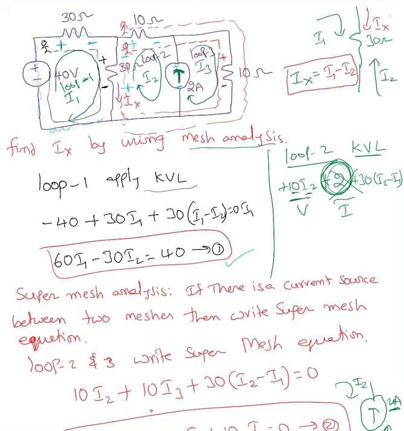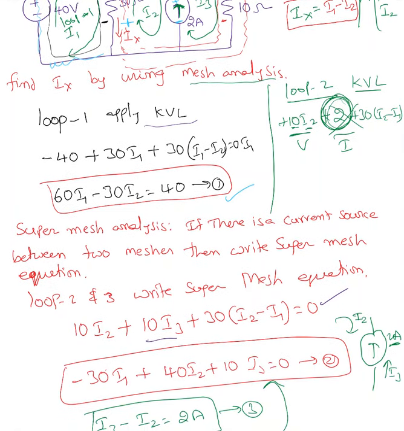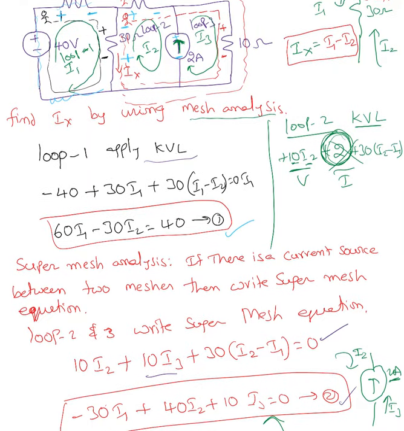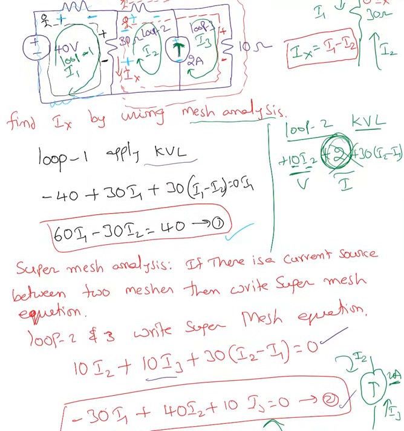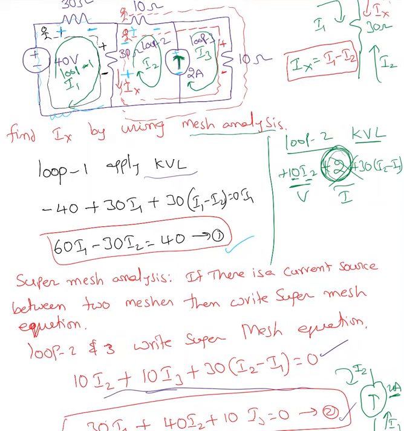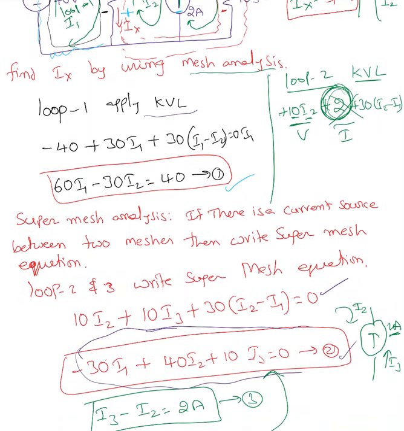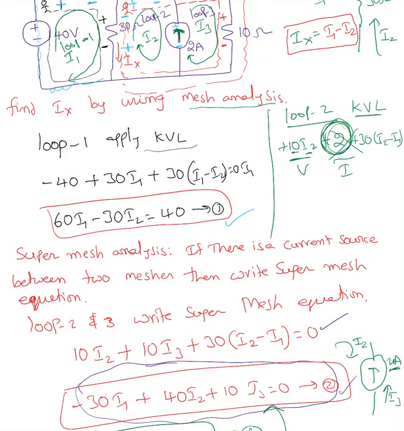So here 10 I2 plus 10 I3 plus 30 (I2 minus I1) equal to 0. Now when I simplify this, I end up with minus 30 I1 plus 40 I2 plus 10 I3 equal to 0. That's my second equation. Now for every super loop, you will end up with a very big equation like this, and then you will end up with a small equation similar to the nodal analysis.